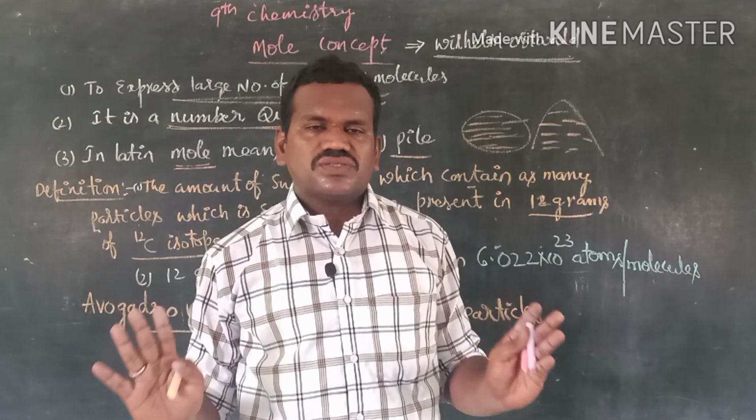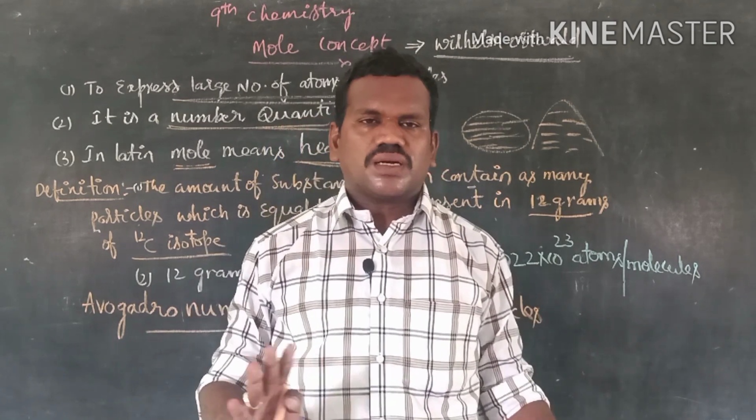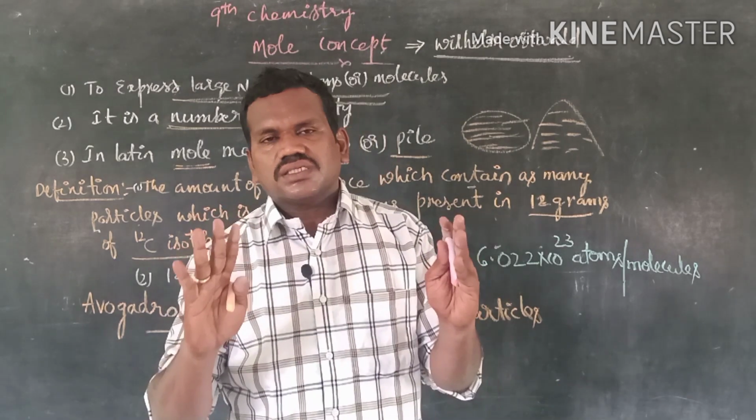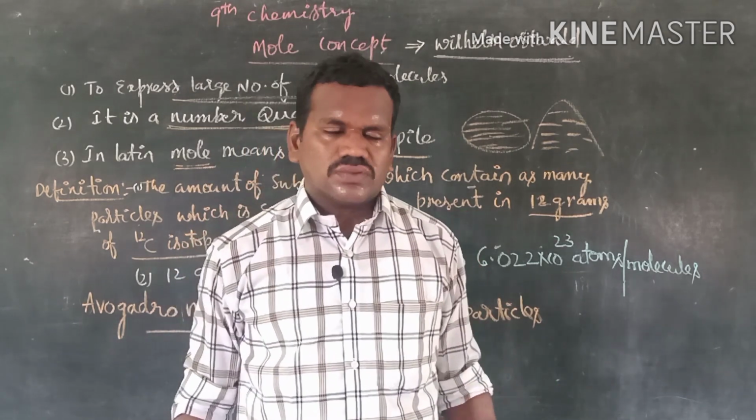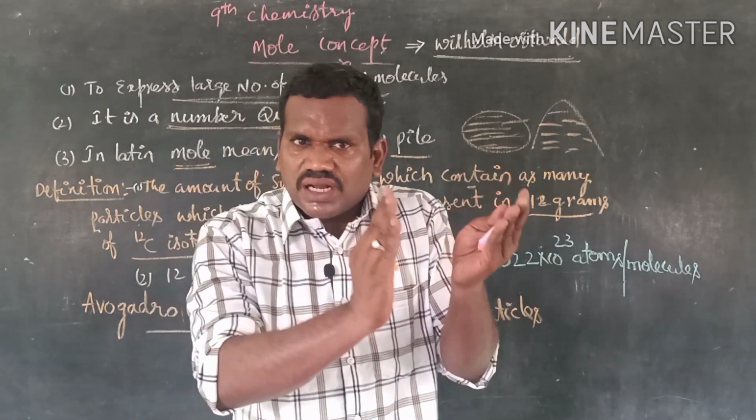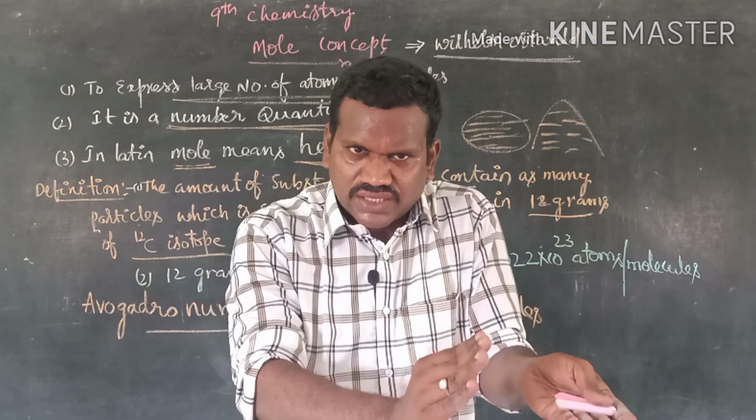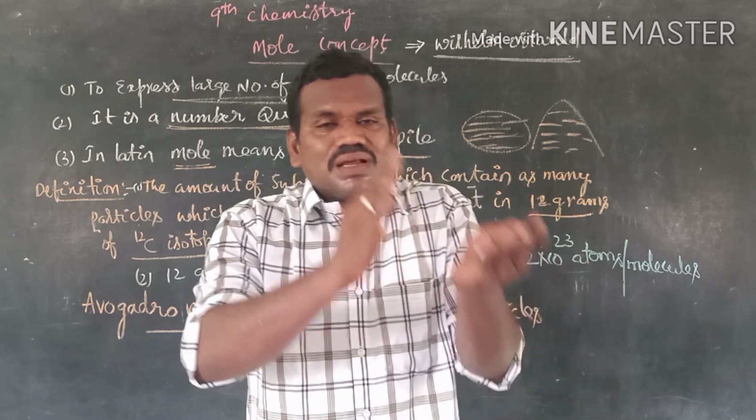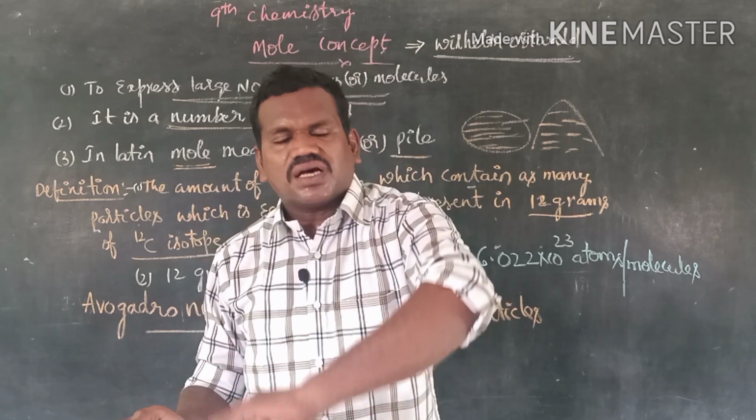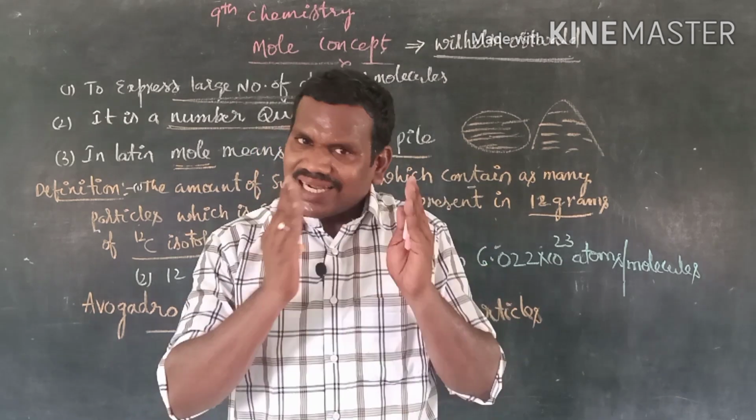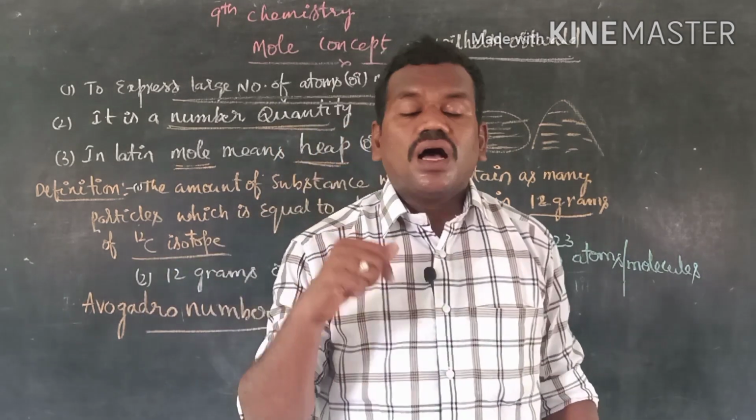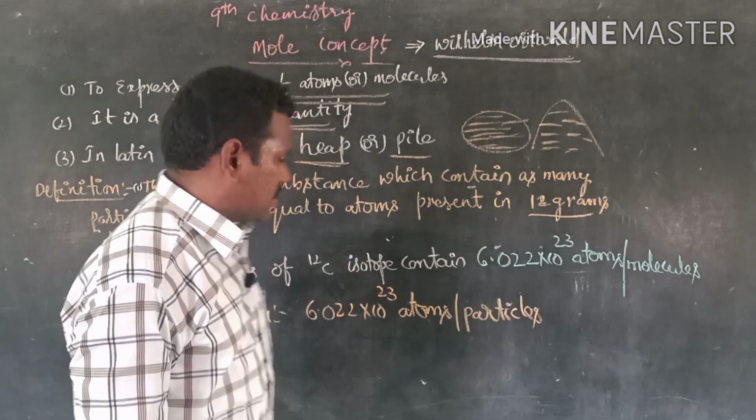Why? Because the C12 isotope is a constant isotope when compared to C14. Because everybody considers carbon 12, for that purpose we are considering C12. So, how many atoms are there in the C12 isotope? The same number of atoms present in another substance, or another atom, or another molecule, that number is considered as 1 mole. Then how many atoms are there in the C12 isotope?